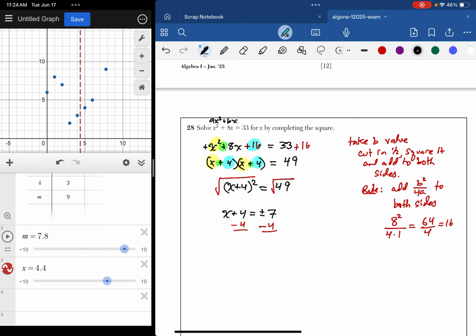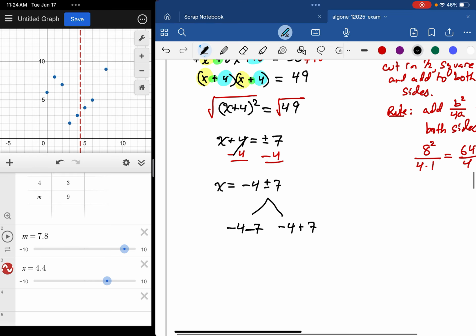And we typically write this with the plus or minus part at the end. So x is equal to negative 4 plus or minus 7, which breaks up to negative 4 minus 7, negative 4 plus 7. No guarantee it's going to be a rational number. You might end up with a radical that you just can't get rid of, and that's fine. But here I'm looking at negative 11 and 3. Well, really, negative 11 or 3 is what my x value is going to be.